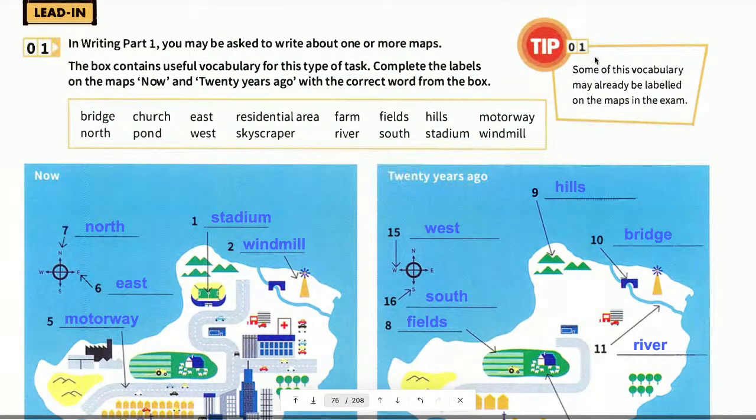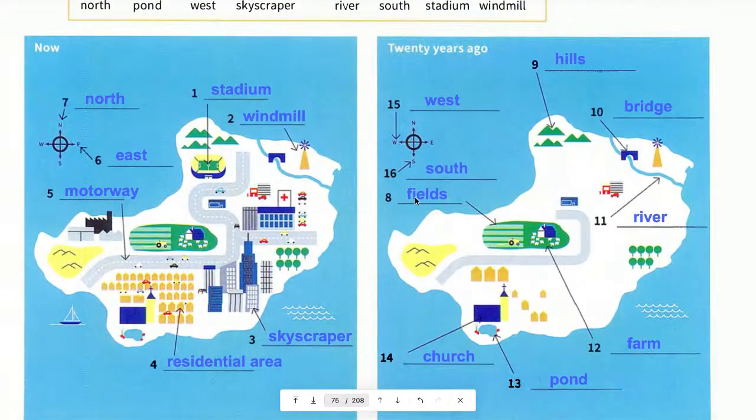All right, done. Tip number 1. Thi Nga, read that. Some of this vocabulary may already be labeled on the maps in the exam. Yes, that means that when you see some maps like this in the exam, some of them may be labeled already. Maybe they point there and they say, oh, this is a residential area, in case we cannot recognize it. Okay, but they won't mark everything like that. Just some of them, not everything, but at least it's very helpful.